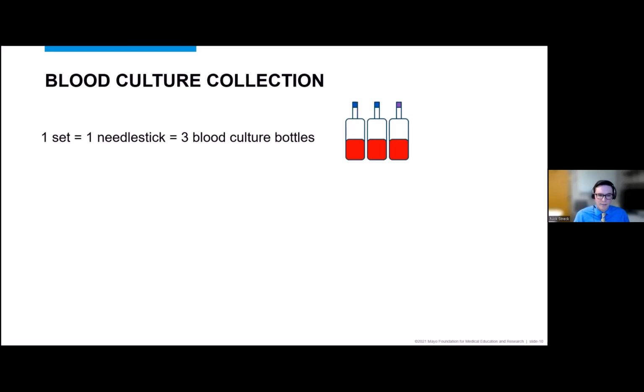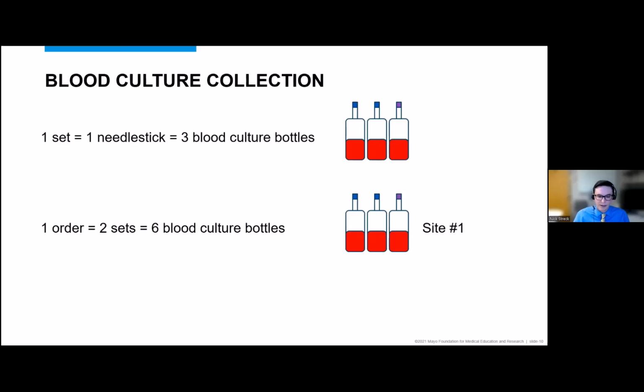In many cases, a single aerobic and a single anaerobic bottle is what's collected in many other institutions. So that's one set, but for a total order, we would like to see at least 2 sets. In some cases, a third set for certain patient populations might be utilized, but an order would be at least 2 of those sets that were collected, for a total at Mayo Clinic Rochester of 6 blood culture bottles. From 1 anatomic site, we would get that 30 mils, and then from a second collection, we would get that second 30 mils that are collected.